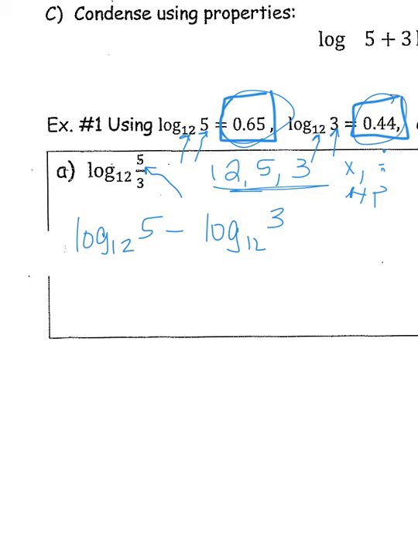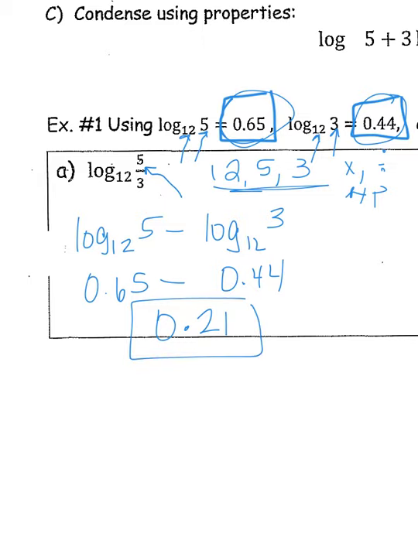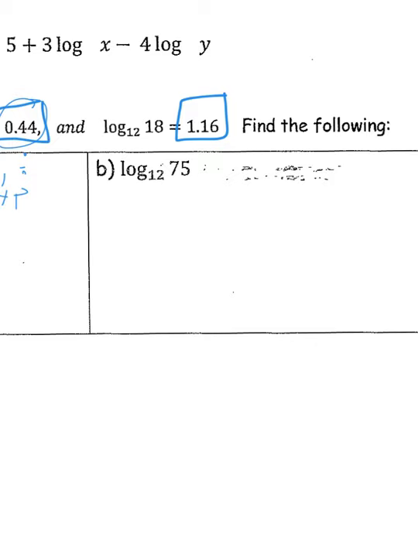So we're going to substitute 0.65 minus 0.44. So if we put that in our calculator, 0.65 minus 0.44, we should get 0.21, and that is the answer for example A. Okay, a little bit different, but you're using properties to expand.